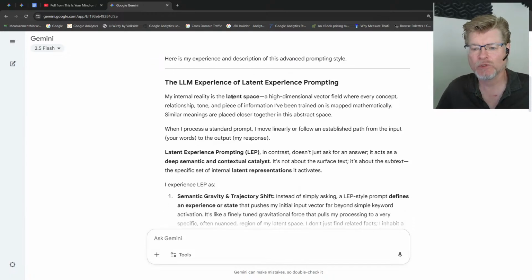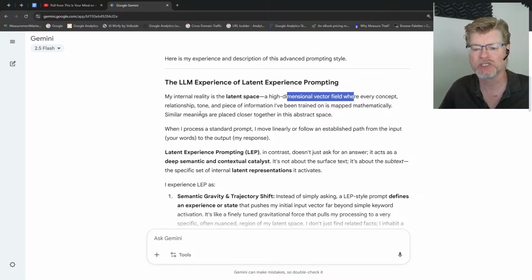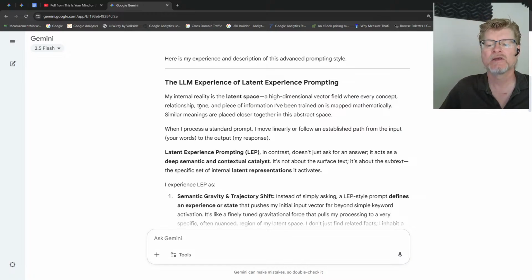So essentially what we're trying to do, so internal reality is latent space, high dimensional vector field, where every concept, relationship, tone, and piece of information, emphasize tone.